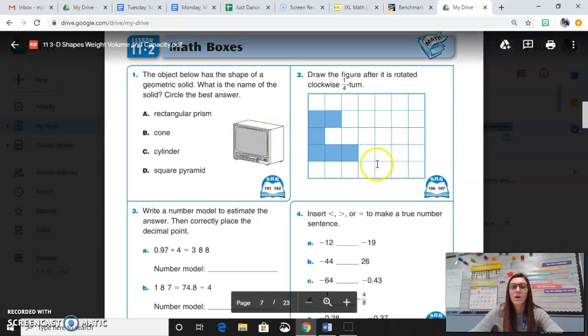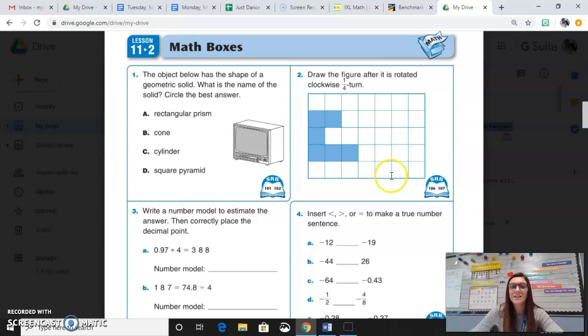Number 2, draw the figure after it is rotated clockwise a 4th turn. So you're going to take this image and you're simply going to rotate it over here 1 time to the right, because clockwise means it goes to the right like a clock. So all you're going to do is take this image and turn it 1 time to the right and draw your new image.